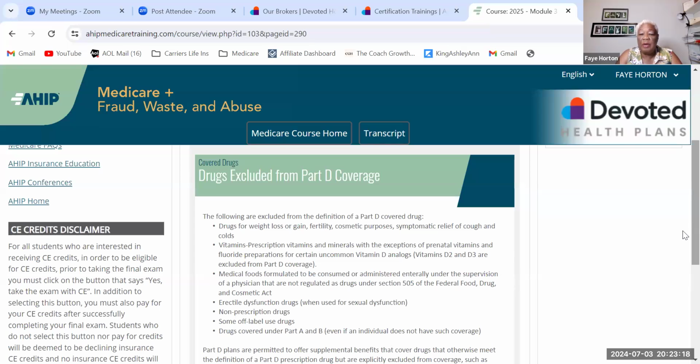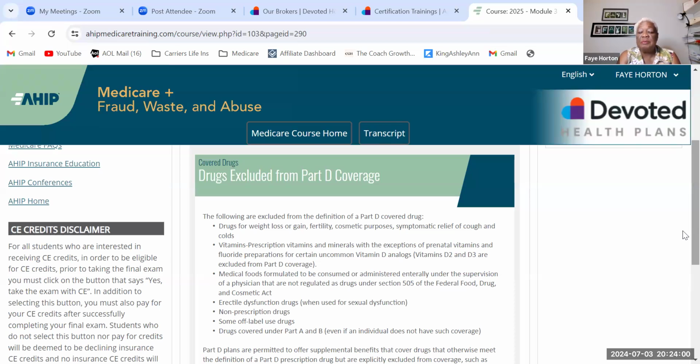There are some drugs that are excluded from Medicare Part D coverage. The following are excluded from the definition of Part D covered drugs: drugs for weight loss or gain, fertility, cosmetic purposes, symptomatic relief of cough and colds, and prescription vitamins and minerals, with the exceptions of prenatal vitamins and fluoride preparations. For certain uncommon vitamin D analogs, vitamins D2 and D3 are excluded from the Part D coverage.